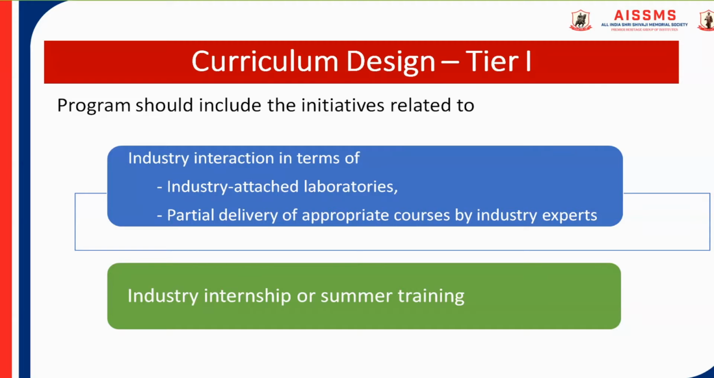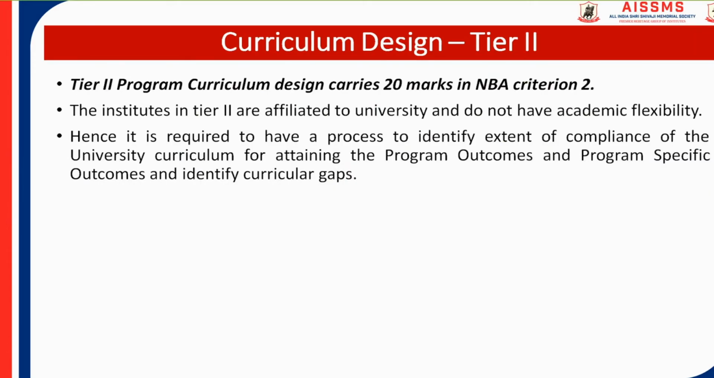Moving on to the curriculum design for the tier 2. When we talk about the tier 2, that is the affiliated colleges, over here again it carries only 20 marks. So the institutes in tier 2 are affiliated, as I mentioned. Hence it is required to have a process to identify extent of compliance of the university curriculum for attaining the program outcomes and program specific outcomes, identify curricular gaps.